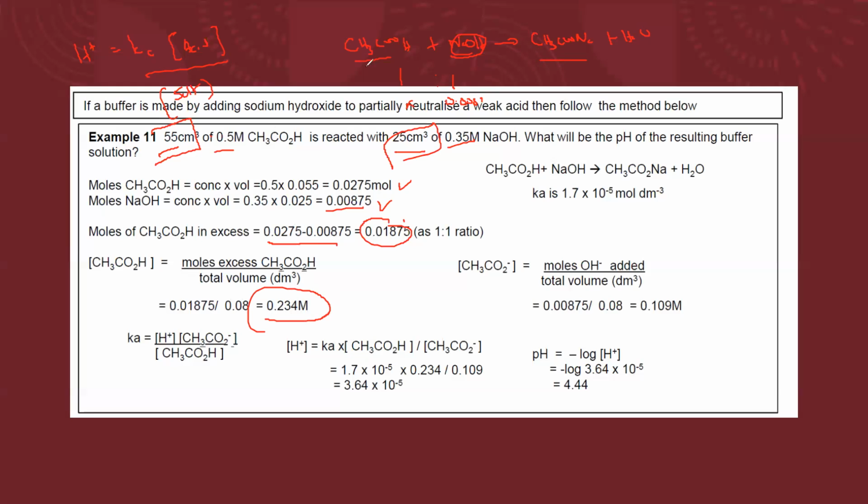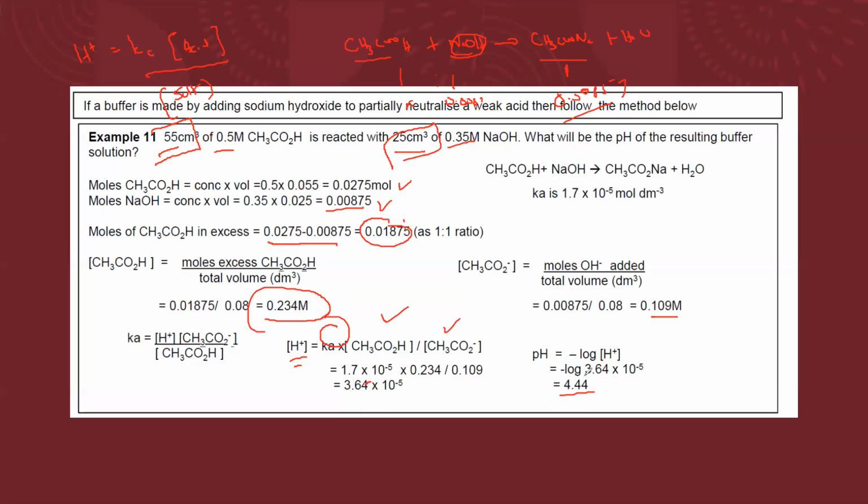And what about the concentration of the salt? As we know, the ratio of sodium hydroxide and sodium ethanoate is 1:1. So the same number of moles of sodium ethanoate will be formed, and divided by the volume, we'll get the concentration of sodium ethanoate. So we'll use the formula. We have the concentration of acid, we have the concentration of the salt. Ka is given in the question, so we can find hydrogen ion, and using hydrogen ion, we can work out the pH of this buffer solution.